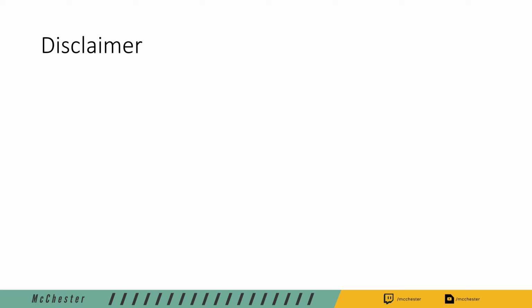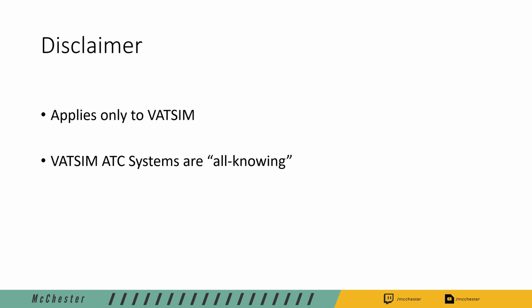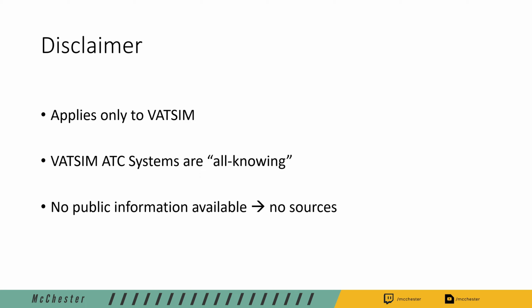Please note that everything in this presentation only applies to VATSIM and has no connection whatsoever to real-life ATC. VATSIM ATC systems are all-knowing, therefore you have all the flight plans available, you can see the cleared levels of aircraft even though they are not within your sector. Also, there is no public information available on the topic that I'm covering in this presentation, therefore I'm not able to provide any sources. And please check with your local VACC because all the coordination parameters in this presentation are subject to local procedures.